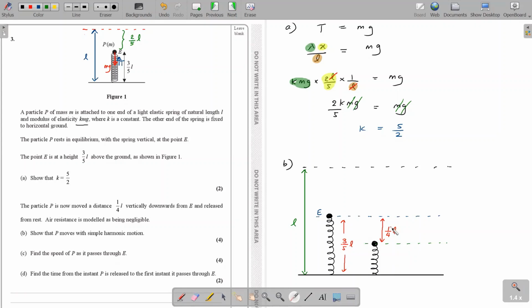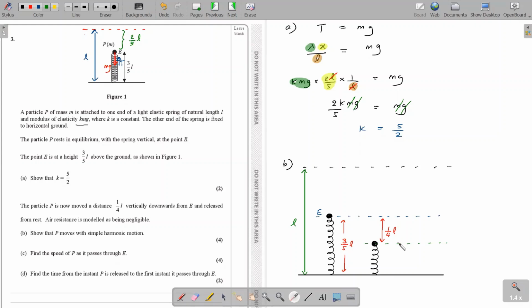is in equilibrium, now this is a SHM system, and in this system, when you compress this object a further 1/4L meters down from its equilibrium position, that particular distance is going to be your amplitude, because that's the distance that you have compressed from the equilibrium position. So you release, it immediately starts to move in SHM with an amplitude of 1/4L.